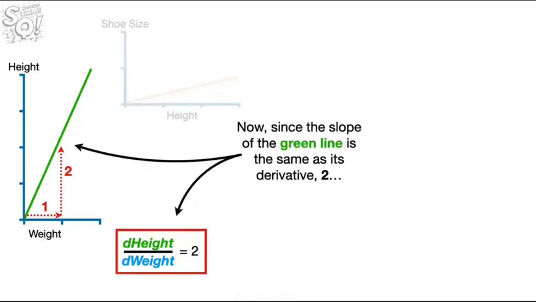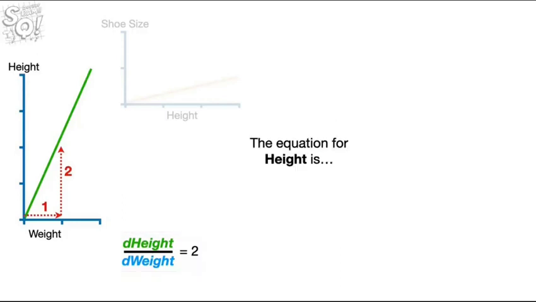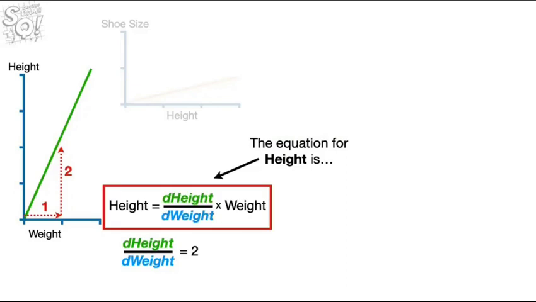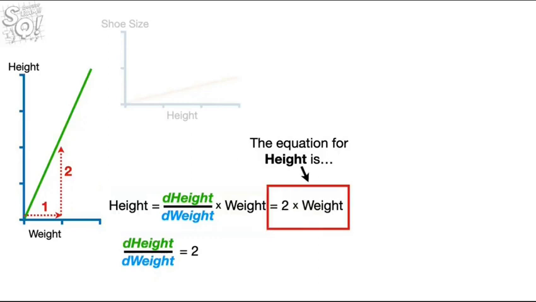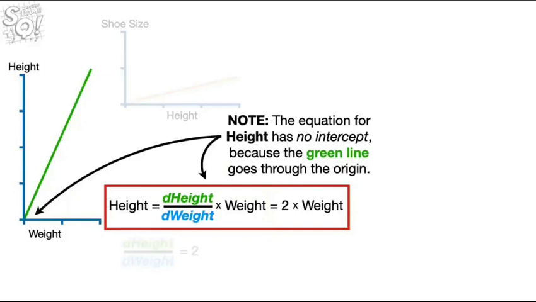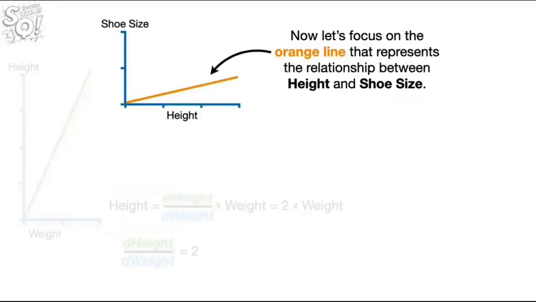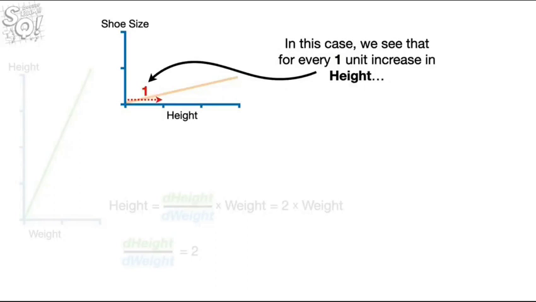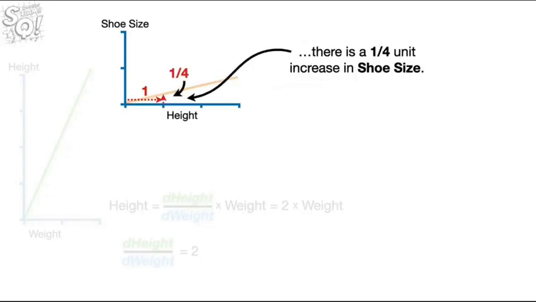Now, since the slope of the green line is the same as its derivative, 2, the equation for height is height equals the derivative of height with respect to weight times weight, which equals 2 times weight. Note, the equation for height has no intercept because the green line goes through the origin. Now let's focus on the orange line that represents the relationship between height and shoe size. In this case, we see that for every 1 unit increase in height, there is a 1/4 unit increase in shoe size.